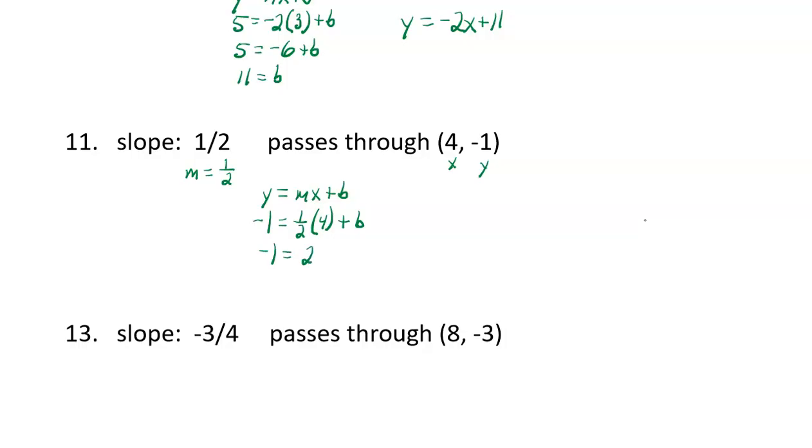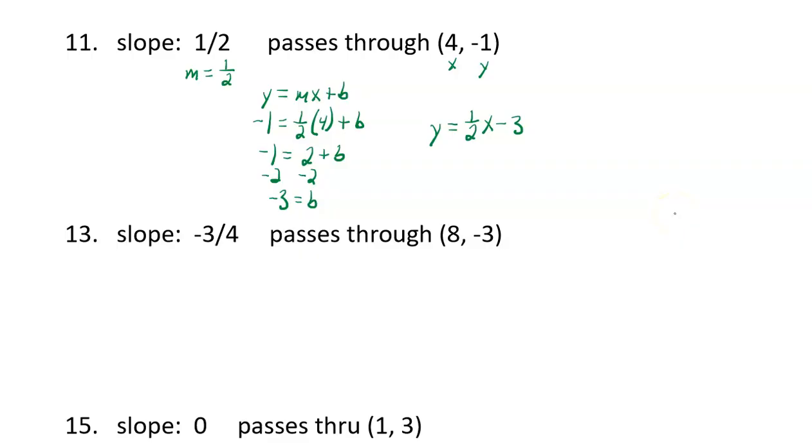1/2 times 4 is 2. Subtract 2 from both sides, and we get that -3 is equal to b. So y equals 1/2 x minus 3.